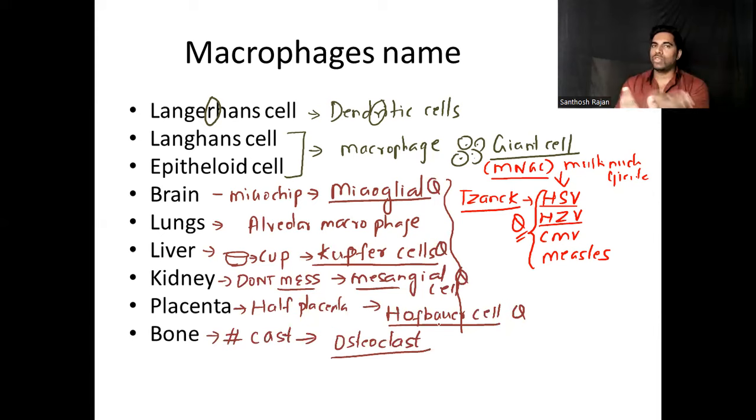In a bone fracture, what do you do? You're going to put a cast. So that is osteoclast. Okay, these are all the questions frequently asked. Very easy. So you will not forget this part also.